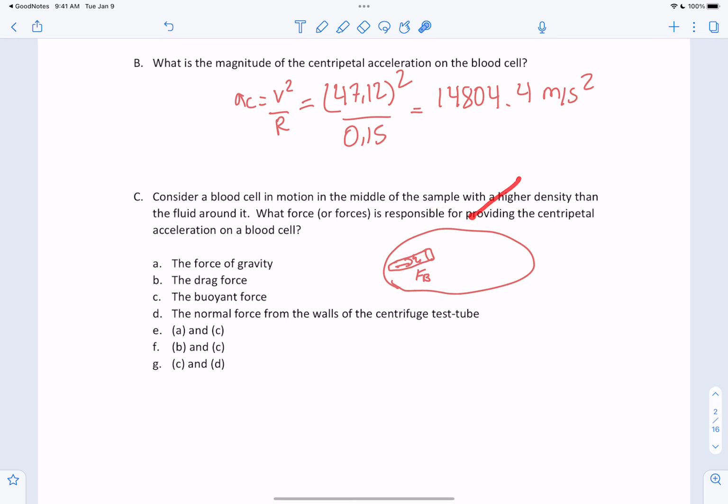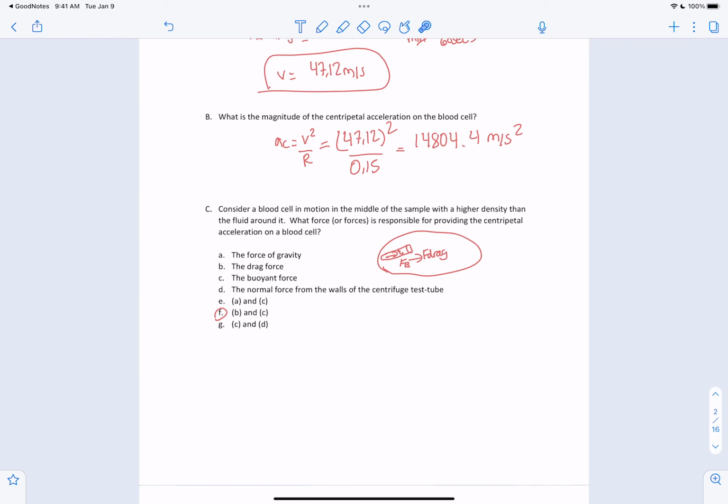So if its intended motion is sinking downwards, there's a drag force in the opposite direction, sort of like our friction, basically, that's going to prevent it from moving downwards. So it has to point upwards. In this case, F drag has to point upwards as well. And so you can see here that since buoyancy and drag point towards the center of the circle, towards the center of the centrifuge, then drag force and buoyancy, that's B and C, those are the forces that are going to give you centripetal acceleration because they're pointed towards the center of the circle. Does that make sense?